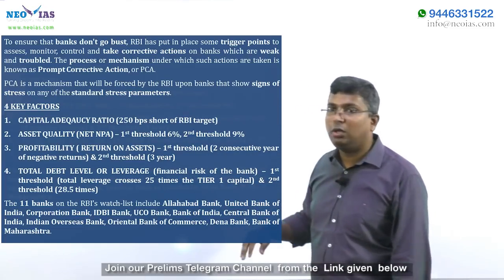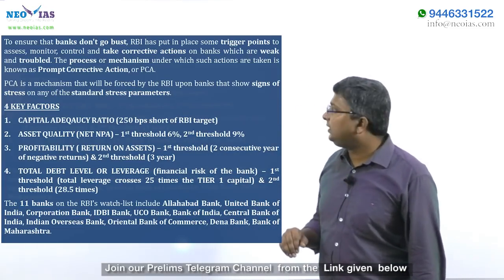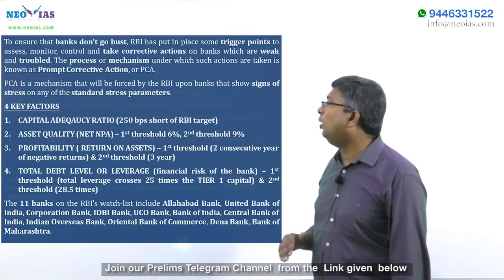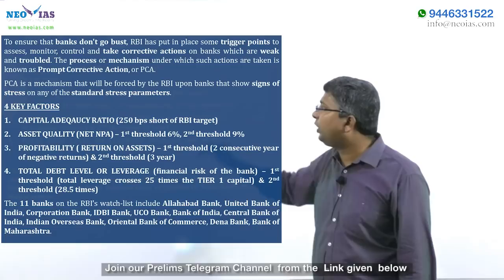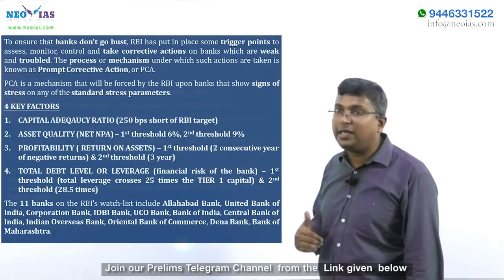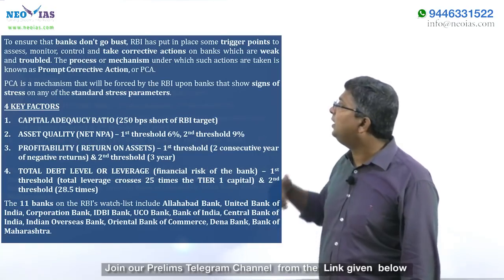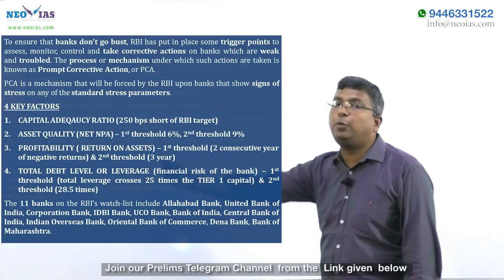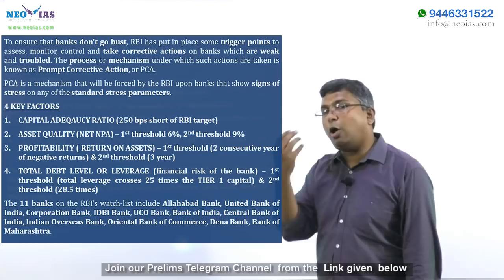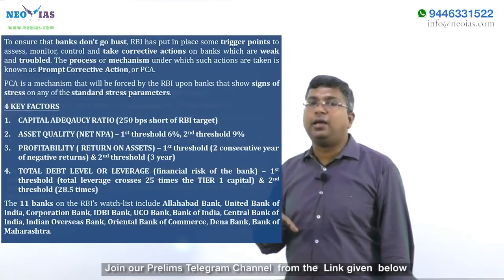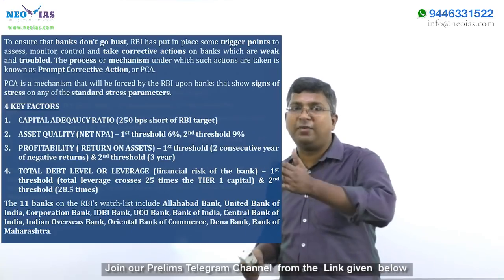So capital adequacy ratio, net non-performing asset, return on assets, total debt or the total leverage. These are the 4 factors or 4 key indicators on the basis of which RBI will put a bank under the prompt corrective action list. Presently, 11 public sector banks, presently no private sector bank.